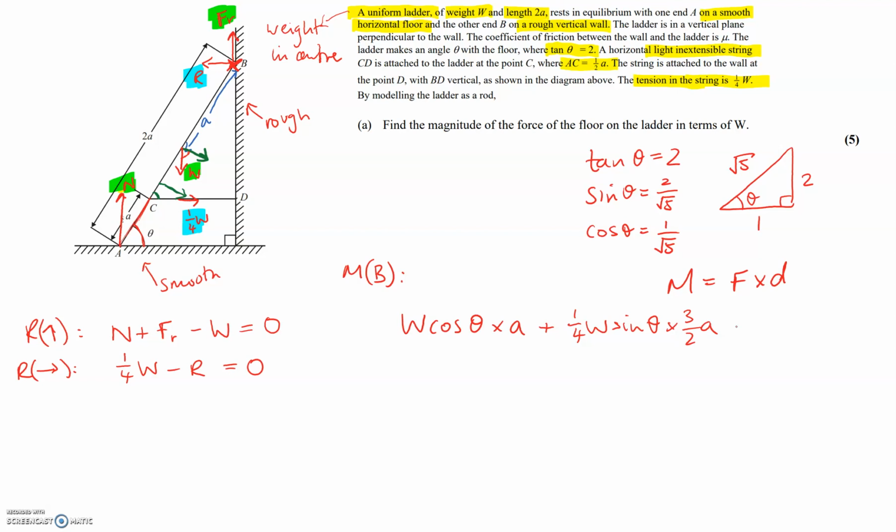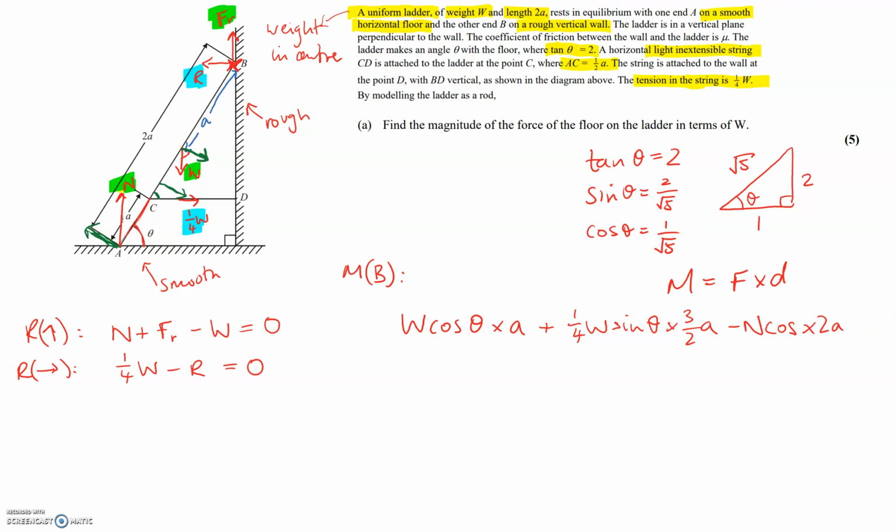The last force to consider, which is actually going the other way, going clockwise while the other two are anti-clockwise, is the force at A. So that's going to be N times, and again, if you drew that over here, we can see that the angle we've got is theta again. It's going to be cos theta this time. So that's going to be minus, because it's going the opposite direction, N cos theta times 2A.